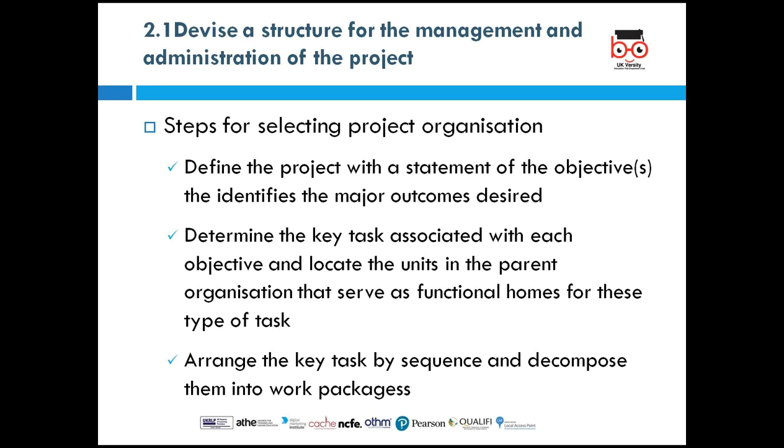So you need to determine the tasks associated with each objective and locate them within the parent organization that serves a functional home for the type of task. And then finally, arrange the key tasks by sequence. If you take the course you are doing now, level 6, as a project, there are tasks involved, there are sequences. You've done the first unit, second unit, third unit, fourth unit, but they all come into the total package of trying to get the level 6 diploma.